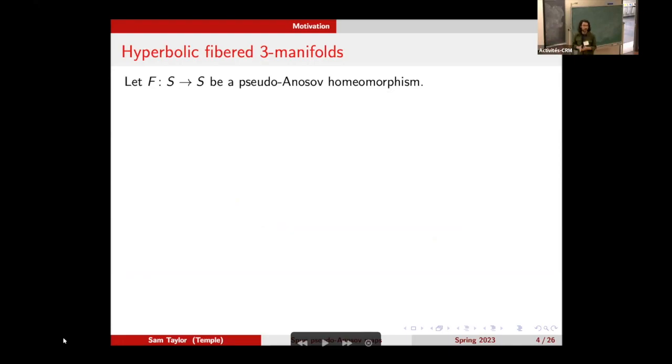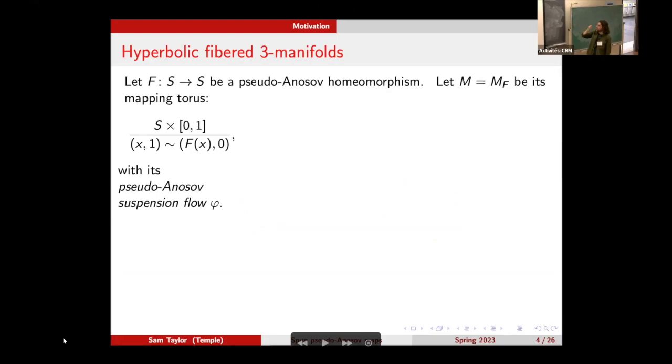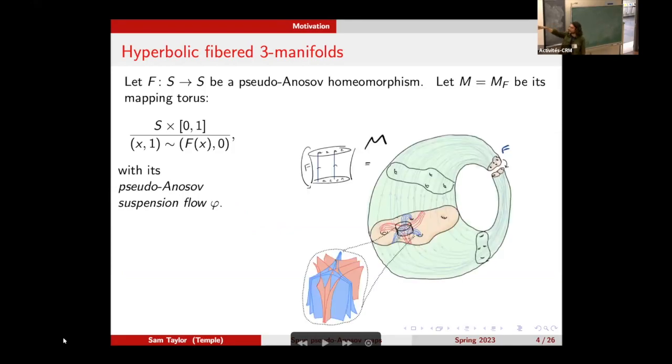One often constructs their mapping torus. So let's fix one of these homeomorphisms, and I'm going to let M be its mapping torus. You're probably used to seeing this picture. I take the surface, I cross it with an interval, and I glue the top to the bottom using the homeomorphism. So maybe you think about it in this upper left picture right here. I took my surface, I crossed it, I have a product now, and I simply glued the top to the bottom. The properties of this homeomorphism are going to be reflected in the properties of a certain flow on this manifold. And this is a flow we're going to use to understand the homeomorphism and the manifold itself.